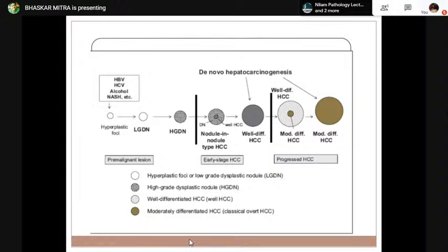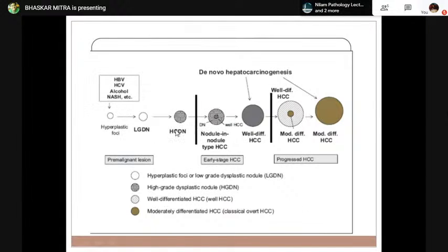Looking at this picture in a more simplified way, these are the etiopathogenic factors which first cause proliferation of the hepatocytes, causing hyperplastic foci and regenerating nodules like this. Then there are dysplastic nodules.